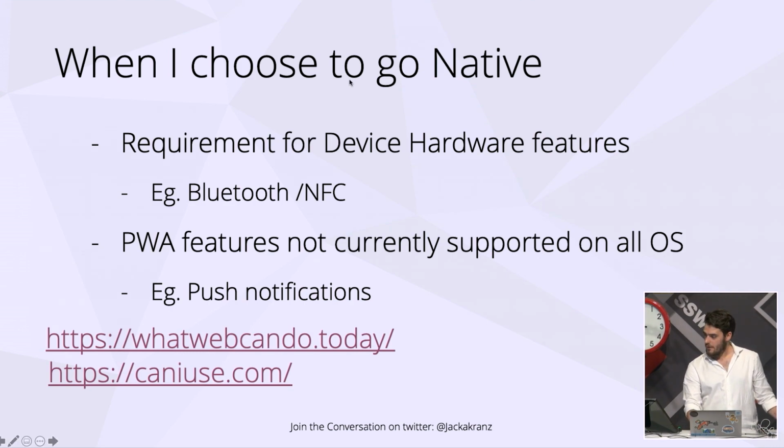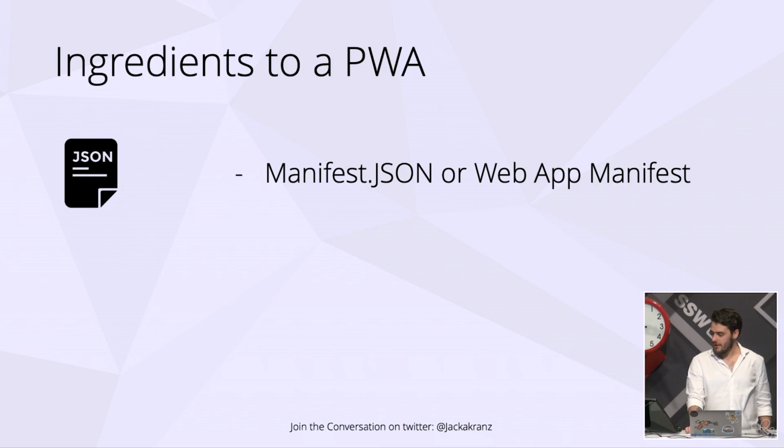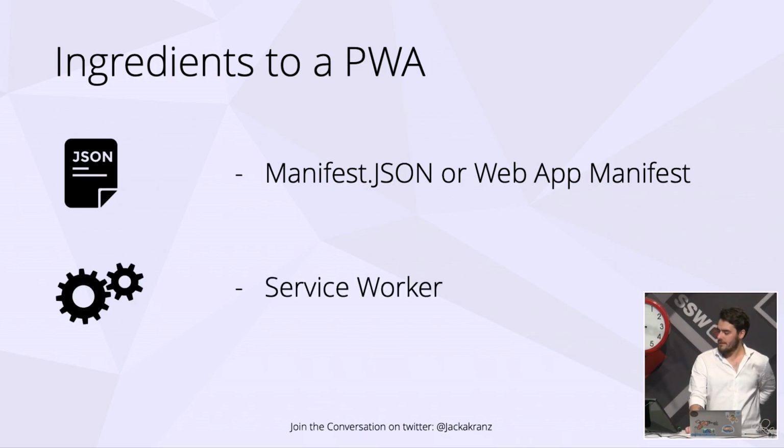All right, so that's how I choose to go native. Now I'm going to tell you about the two main ingredients to a progressive web app. Firstly, we've got our manifest.json or web app manifest, and we've got a service worker. And you also need to make sure you're serving on HTTPS. I didn't include that as one of the ingredients because hopefully all your sites are served on HTTPS. But definitely keep that in mind for those on-prem times. You might need to self-sign a certificate or something like that.